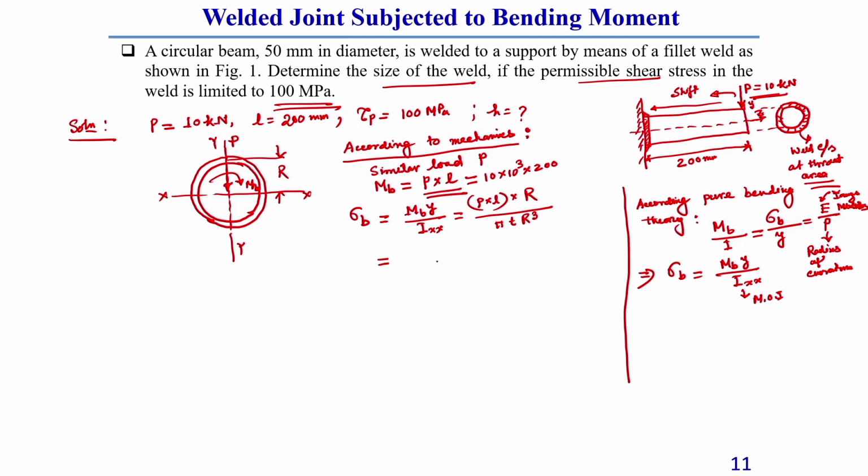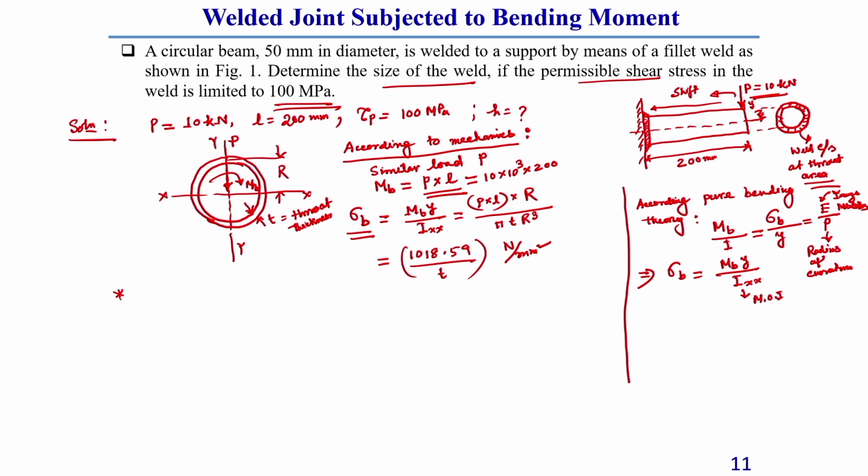So, sigma b you can directly write as, putting all these values, you can get 1018.59 divided by T in terms of T. Let us consider the throat thickness is T of this plate weld. This is the throat thickness, this you should keep in mind. Okay. So, this unit is Newton per millimeter square. This is sigma b. This sigma b is coming due to bending moment MB.